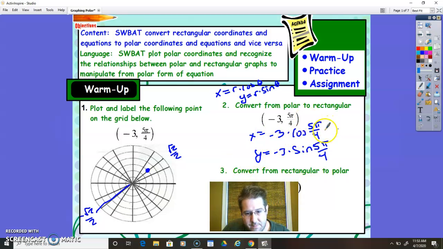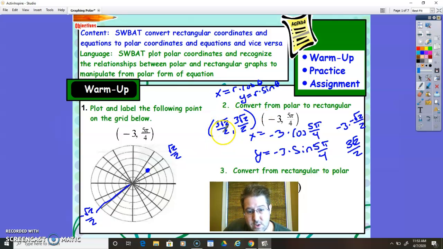So then you get -3 times negative square root of 2 over 2, which is going to equal +3 times square root of 2 over 2. Now you can actually change this to a decimal. It's, give or take, about 2.12. So this would be (3√2/2, 3√2/2). So that's the answer in rectangular form, or that's roughly about 2.12, as I mentioned before.